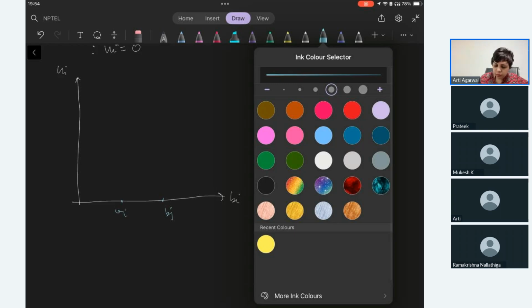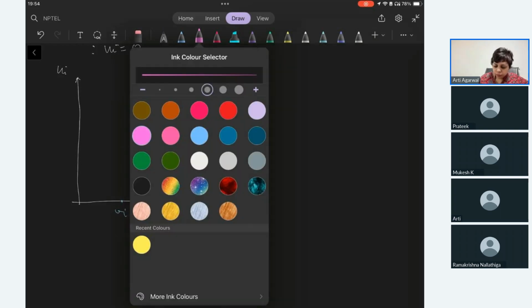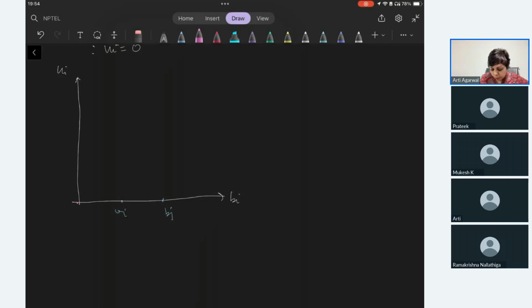Let me use some other color. So in this whole region BI is less than BJ, so you're losing, right? So your payoff is what? 0, which is what I've shown with the thick line. Now, if BI is greater than BJ, then your payoff becomes some value. Now, what is that value? Your payoff is VI minus BJ, right? But VI is less than BJ. So in this entire region, your payoff is actually negative, which I'm showing with this line.